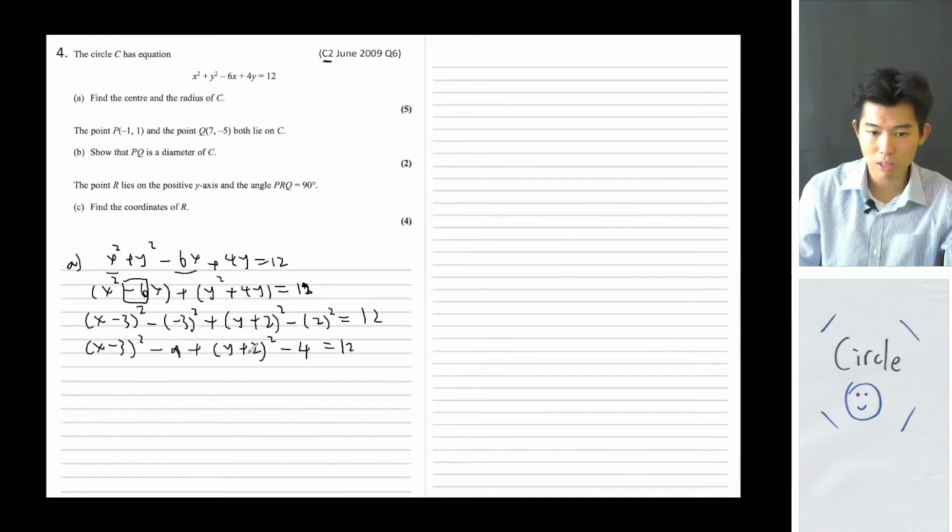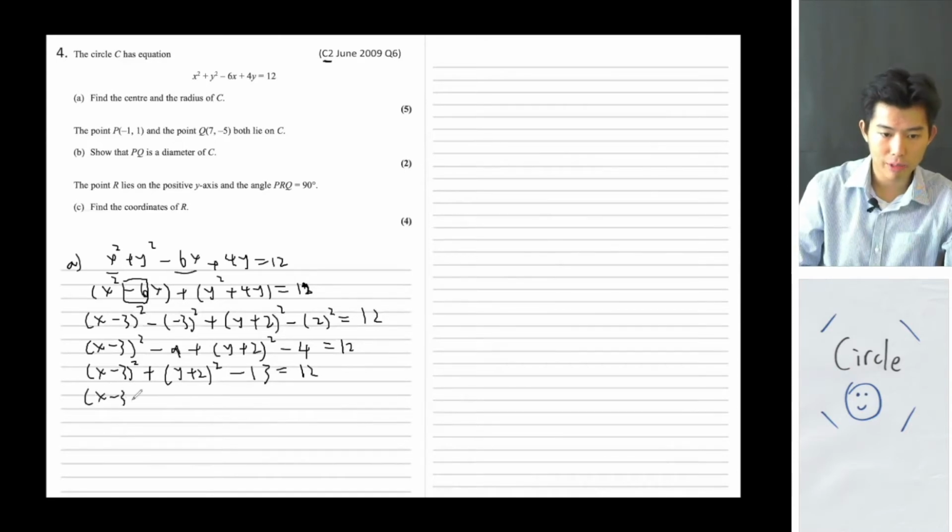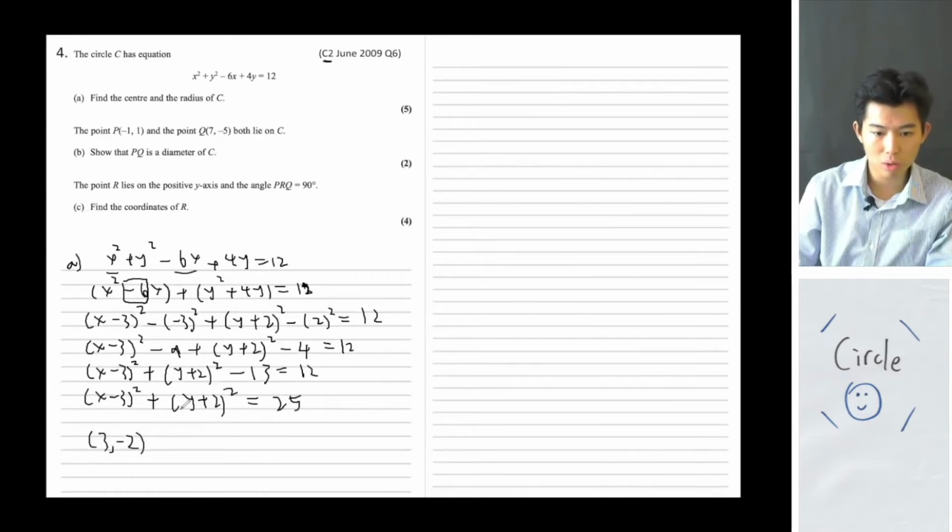From there, minus 9 subtract 4 will be minus 13. So it will be (x minus 3) squared plus (y plus 2) squared subtract 13 equals 12. Next step would be (x minus 3) squared plus (y plus 2) squared equals 12 plus 13, which is 25. Therefore, the center would be (3, negative 2). The reason why this one is negative 2 is, think about this: if y subtracts negative 2 squared, then basically the y coordinate would be negative 2.